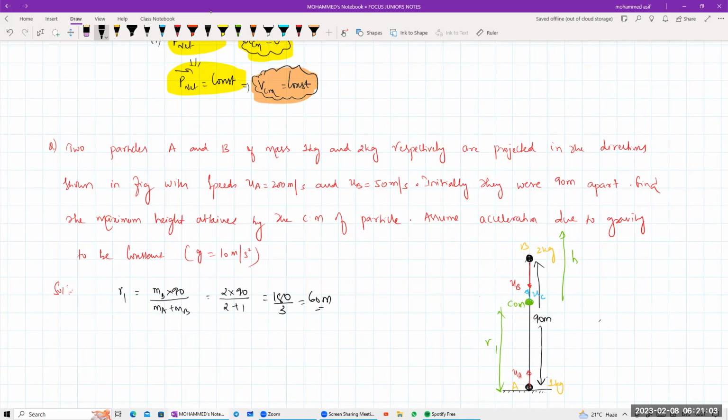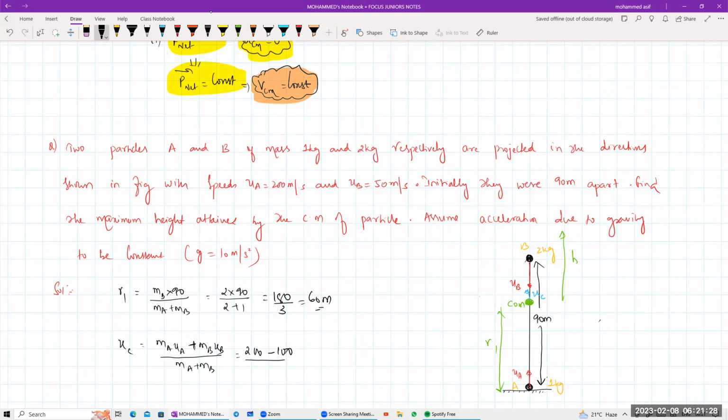Center of mass from the first particle is equal to that much. Then what is the velocity of the center of mass? UC is equal to mass of A, velocity of A plus mass of B, velocity of B divided by total mass, mass of A plus mass of B. Then mass of A is nothing but 1 into 2. That means this will be 200, minus, this will be in the opposite direction.